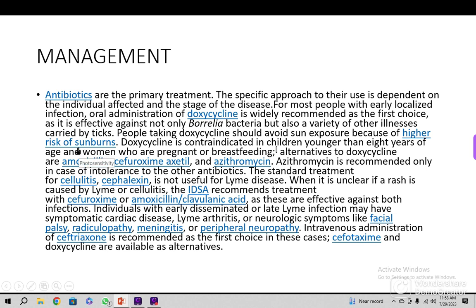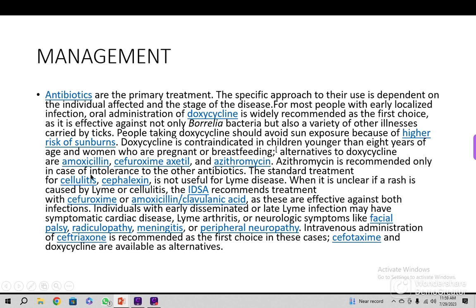People taking doxycycline should avoid sun exposure because of the higher risk of sunburn with this. The side effect of doxycycline, if you give the higher doses, it will cause sunburns, the ultraviolet cellulitis, or the rash. Another important problem with doxycycline is that it can cause esophagitis. So it should also not be given to children younger than 8 years of age and women who are breastfeeding or pregnant. Alternative drugs to doxycycline are amoxicillin and ciprofloxacin and azithromycin, macrolides.